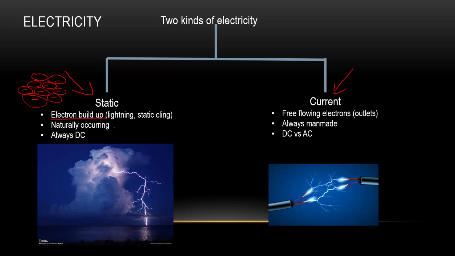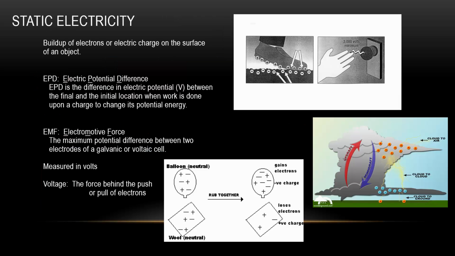Static electricity is naturally occurring, for example lightning, and is always direct current. With current electricity, you have free-flowing electrons. They are man-made, and they can be either direct current or alternating current. That's all I'll say on current for right now. So let's dive in more specifically on static electricity.